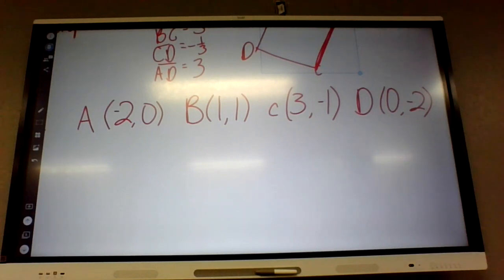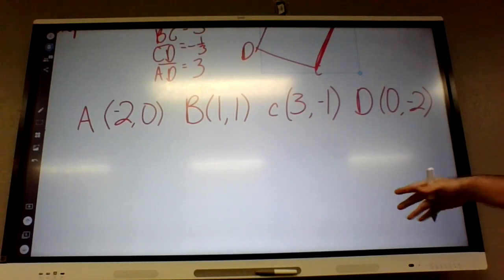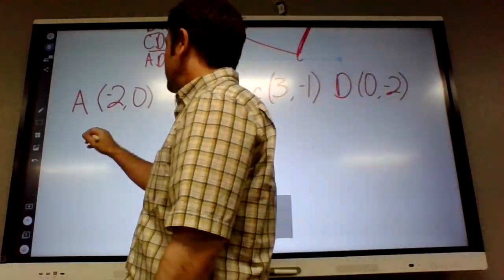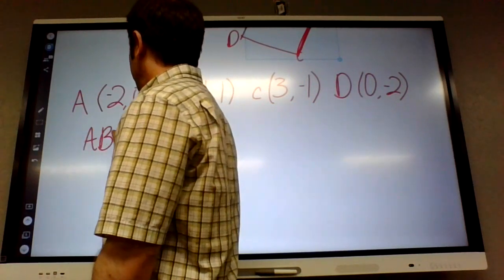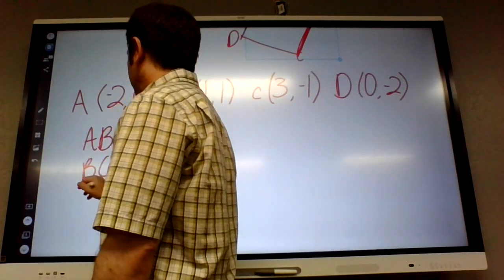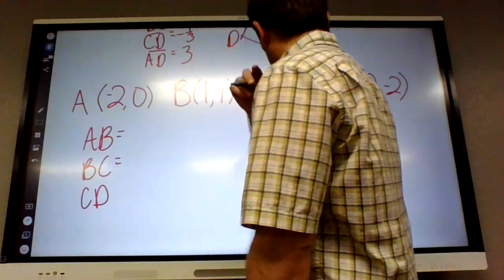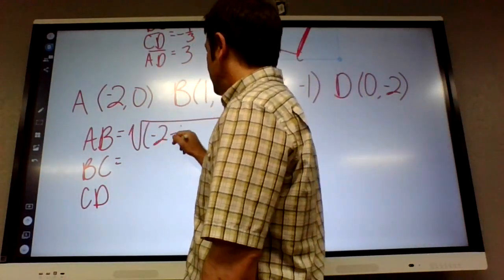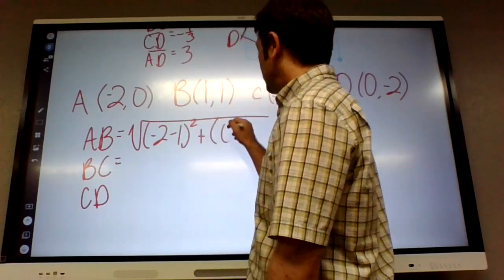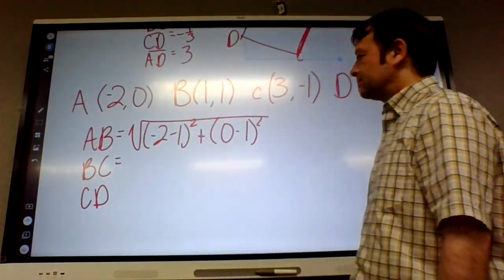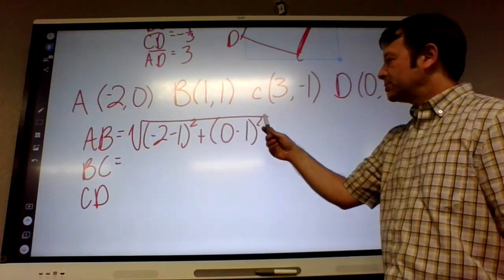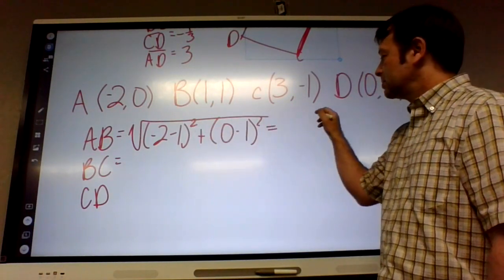So we just have to show all the sides. It says prove or disprove, which means it might actually not be. So again, I'm going to find the length of AB, BC, CD, all that stuff. I'm going to do the distance formula. AB, x minus x, y minus y. 3 squared plus 1 squared is 10.